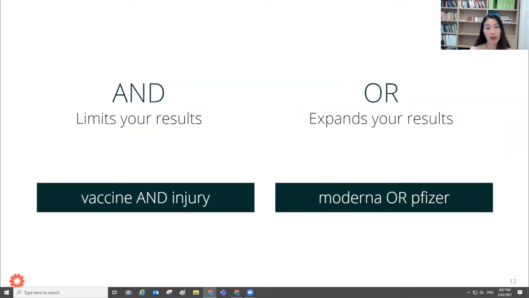Two of the main operators in Boolean queries are AND and OR. AND limits your results. If you were to write vaccine AND injury and then paste that into Twitter or Google, the search platform would give you every post that includes both the word vaccine and the word injury. On the other hand, when you put in the word OR, it expands your search results. So if you were to type Moderna OR Pfizer into the search platform, it would give you any post that includes either Moderna or Pfizer.